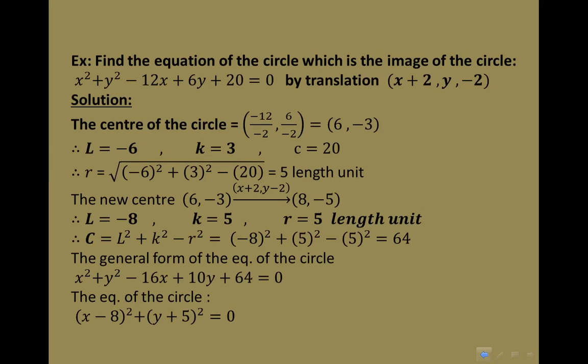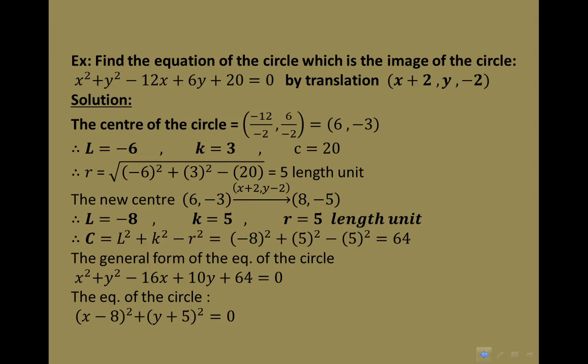Find the equation of the circle which is the image of the circle x squared plus y squared minus 12x plus 6y plus 20 by translation x plus 2 and y minus 2. The center of the given circle equals 6 and negative 3. Here L equals negative 6 and K equals positive 3 and C equals 20. Therefore, r equals the square root of negative 6 squared plus 3 squared minus 20, equals 5 length unit.